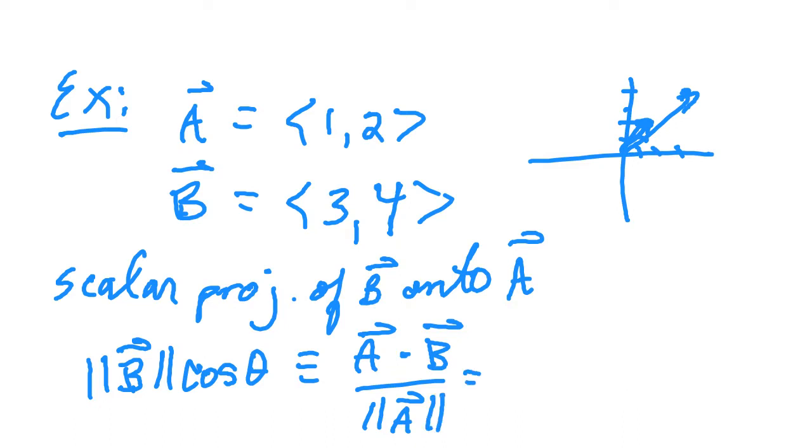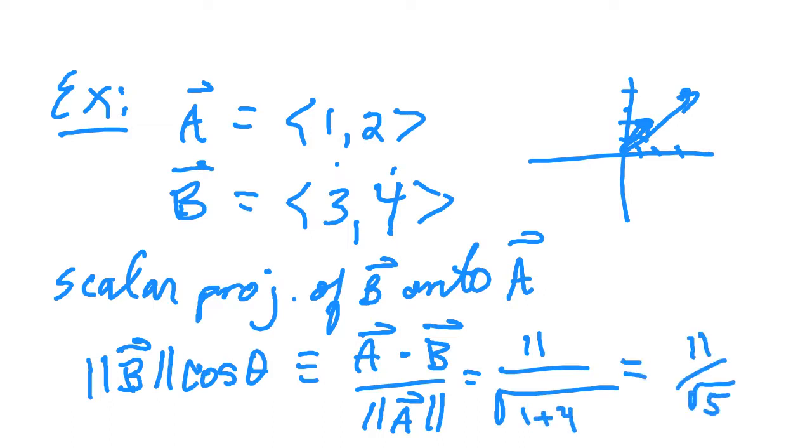So A vector dot B vector, once again, we're going to multiply the corresponding components and add the results. So 1 times 3 plus 2 times 4 is 3 plus 8, which is 11, over the norm of A vector. Of course, the norm of A vector is the square root of the sum of the squares. So the square root of 1 plus 4, which is 5. So that's going to be 11 over the square root of 5. So the scalar projection of B vector onto A vector is 11 over the square root of 5.